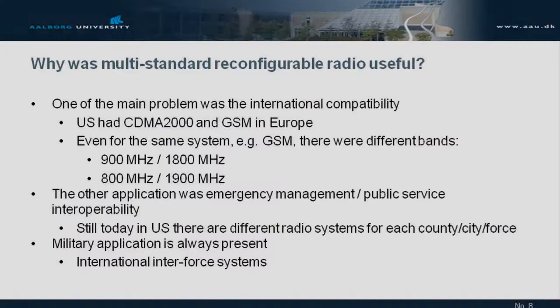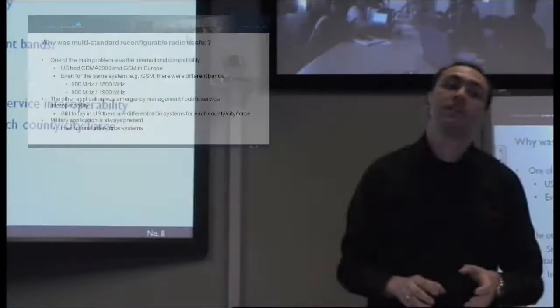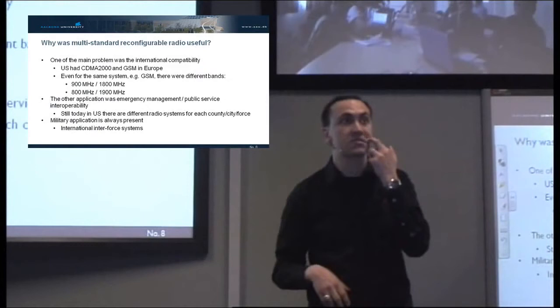So why would they have liked to have this multiple stuff? Because first of all, the US 20 years ago had CDMA 2000, and there was GSM in Europe. These were the two big booms. The US still has CDMA 2000 in some of the networks. Correct me if I'm wrong, Luis. So you are the American guy.